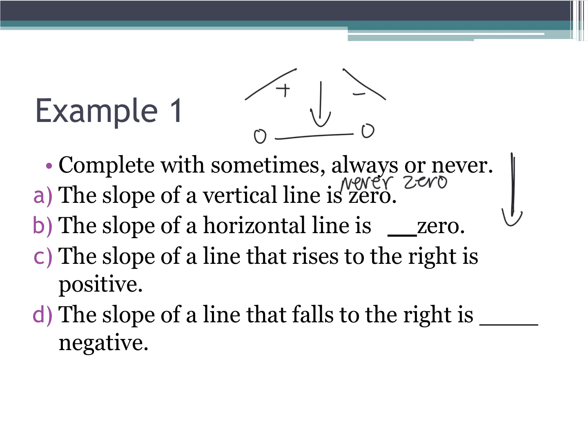All right, now let's look at the next one. The slope of a horizontal line is blank 0. Always 0. Horizontal goes left and right. It's always going to be 0.